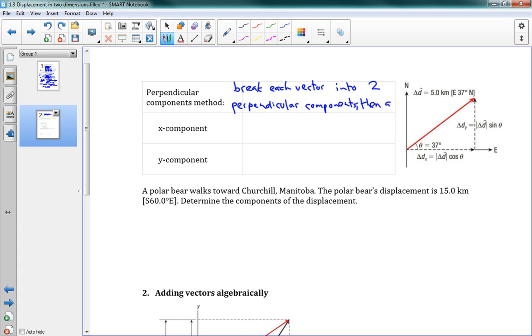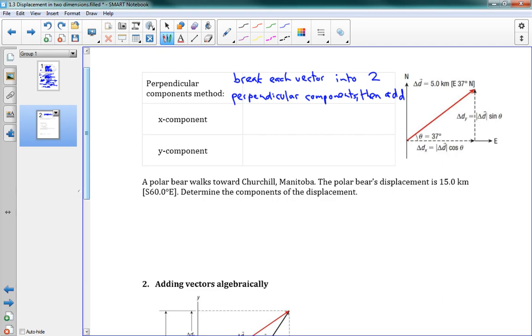Then we add. So we get the x component, we get the y component, and then we add the x, we add the y, and then total at the end. So we'll see in the bottom here exactly what we're doing. There's an example to the right.